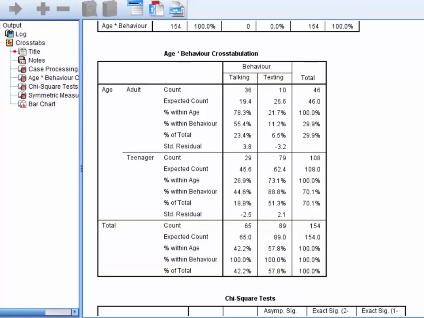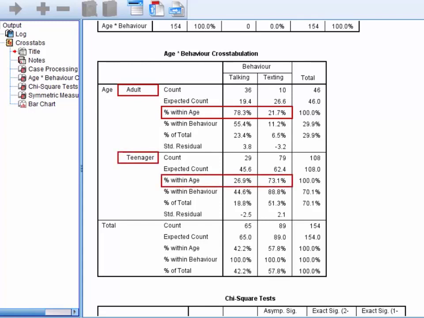Now we can look at the proportions of talkers versus texters in each age group. Looking at the adults first, we can see that over 3/4 of them were observed talking. This pattern is almost reversed amongst the teenagers, where only 1/4 of them were observed talking.